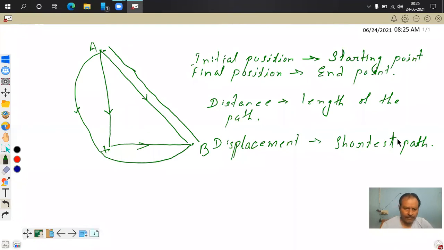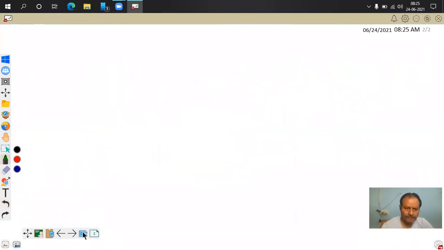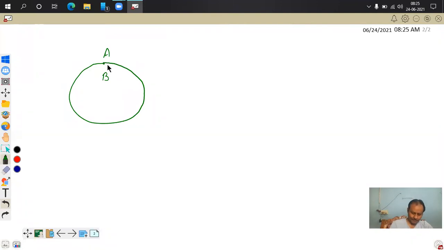Let us take another example. एक दूसरा एग्जाम्पल लेते हैं. Say this is point A and this is point B also, and this is the path. So what is the displacement? Who can answer? What is the displacement? Nilesh Raj. Yes, Nilesh. Sir, the displacement is 0. Exactly. The displacement is 0.